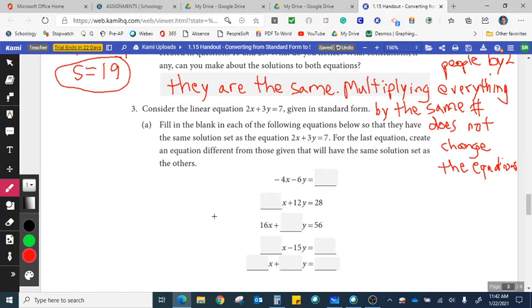So that brings us to 3A. If we notice this right here, what are we doing to go from 2 to negative 4x, from 3 to negative 6x, and then from 7? We're multiplying by negative 2. So we multiply 7 by negative 2 and we get negative 14. It's the same pattern. To go from 3 to 12, we multiply by 4. So we multiply 2 times 4 and we get 8.